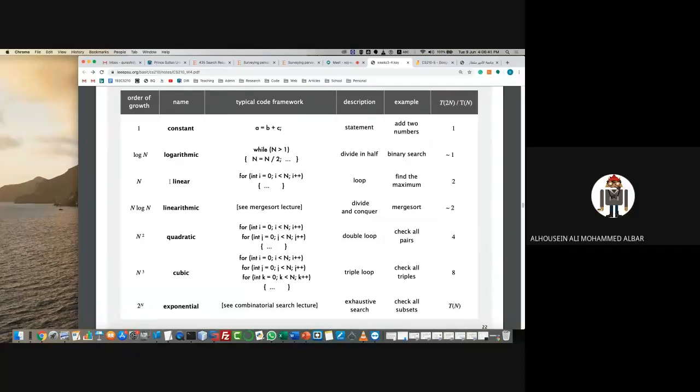Is it only by 2, or could it be other numbers? Okay, 2 is very important because in computers we go by log base 2. So this is not log base 10.